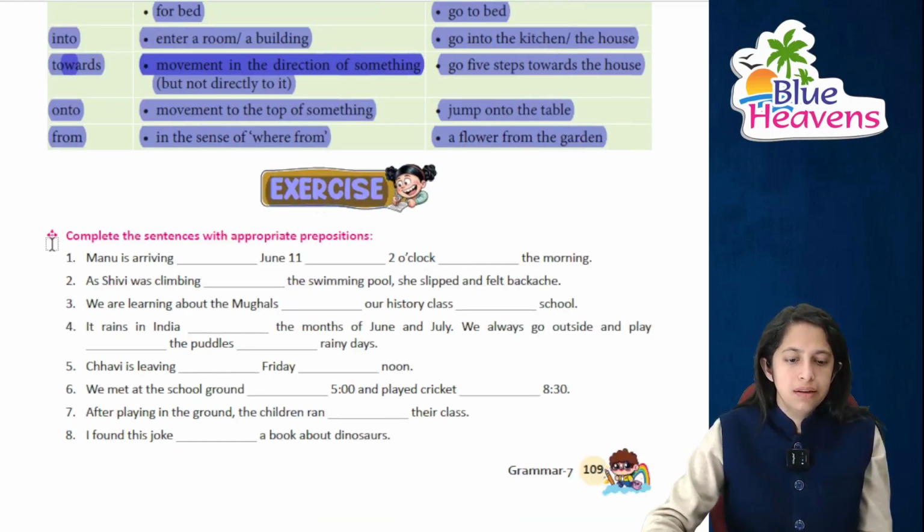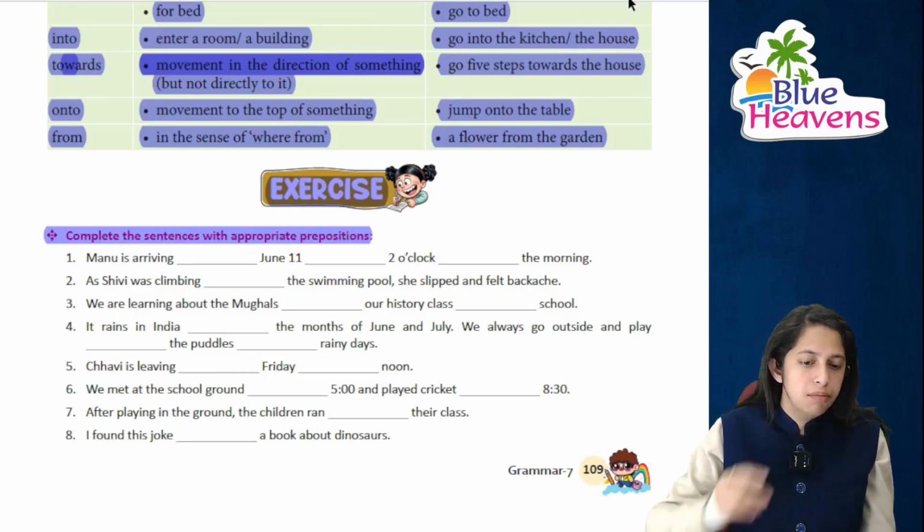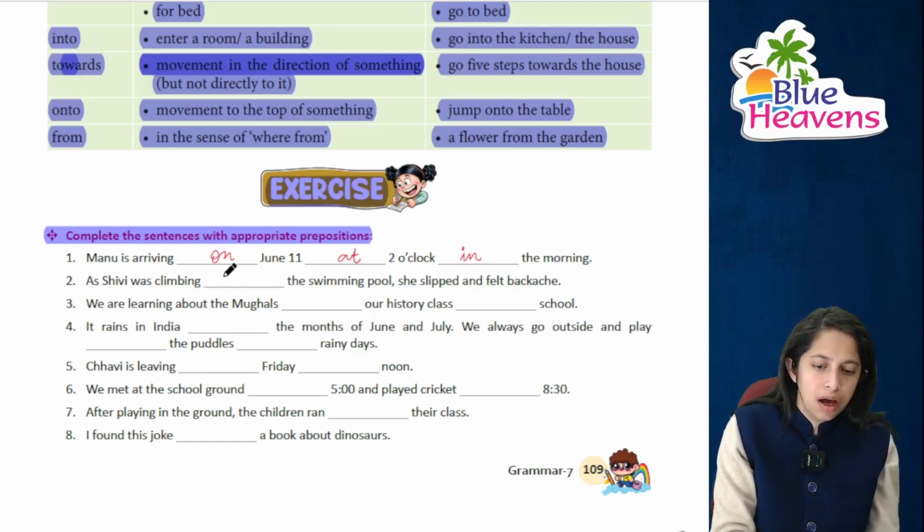You have to complete these exercises. You have to complete the sentences with the suitable prepositions. देखिए, Manu is arriving on 11th of June. 11th of June को आ रही है at 2 o'clock in the morning. Morning में. As Shivi was climbing dash the swimming pool. Climbing over, right? We are learning about the Mughals in our history class in our school, right?